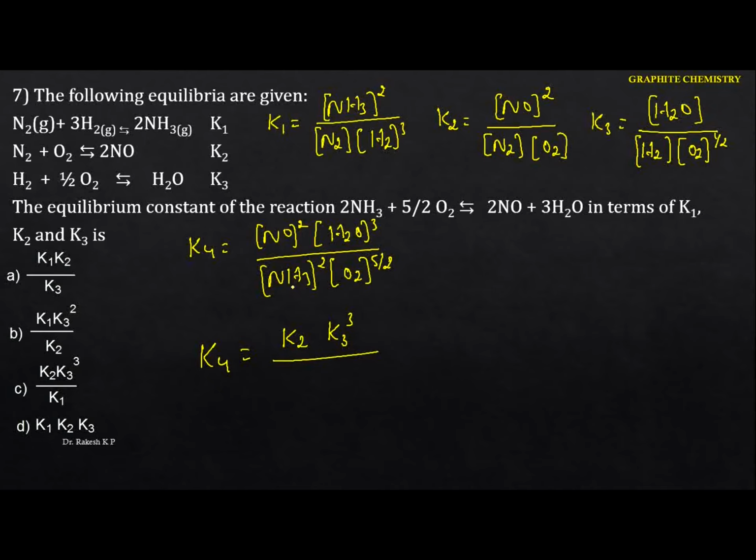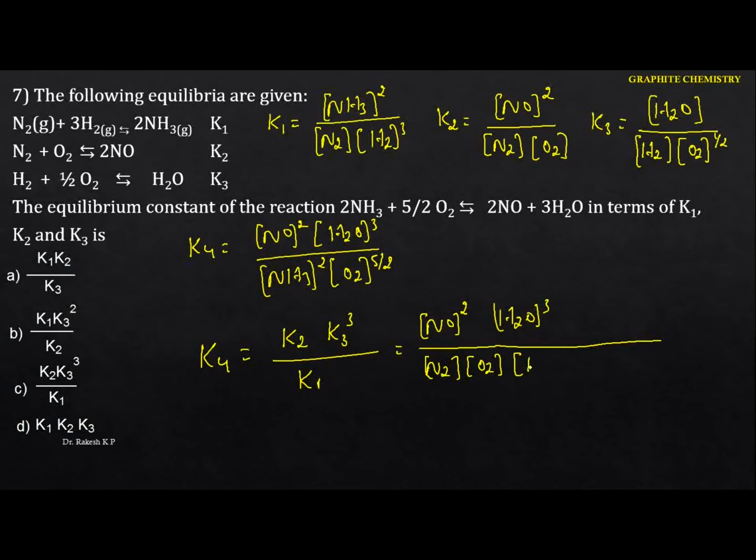And see the next one here. In the denominator we have NH3, so NH3 power 2. In K1 we have NH3 power 2. So let me take this one as it is here. I'm going to substitute the entire thing here. So we have the molar concentration of nitric oxide power 2, this is K2, divided by, what is the next one you have? There's N2, the next thing is O2. And now you are going to take K3, the entire thing to the power 3. I'm going to write the molar concentration of water power 3.